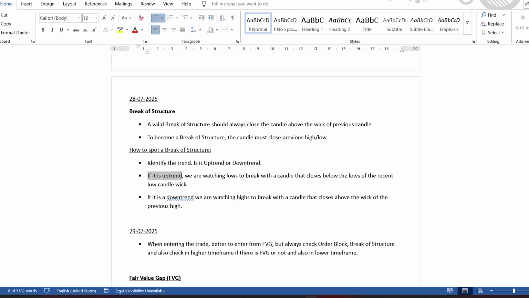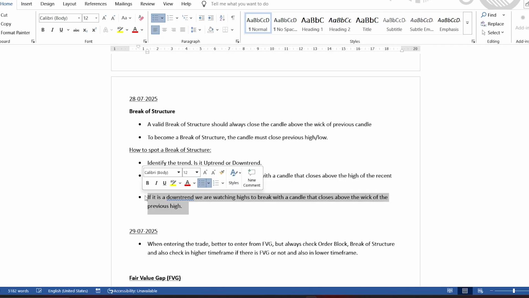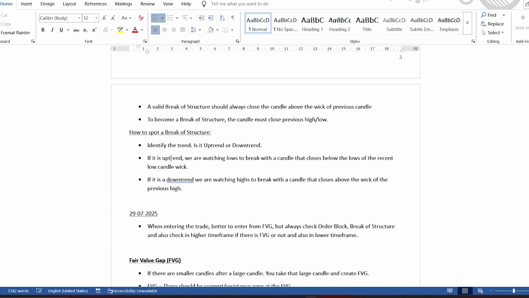If it is an uptrend, we are watching the high to break, with a candle that closes above the high of the recent high candle's wick. And vice versa for a downtrend. If it is a downtrend, we are watching the low to break, with a candle that closes below the low of the recent low candle's wick. If it is an uptrend, we are watching the high to break with a candle that closes above the wick of the previous high. So let me explain here.